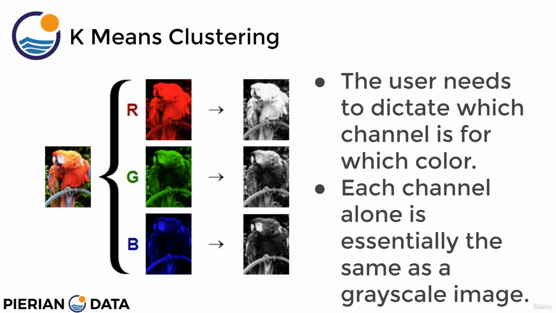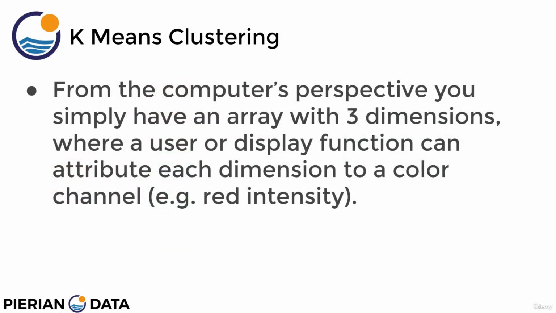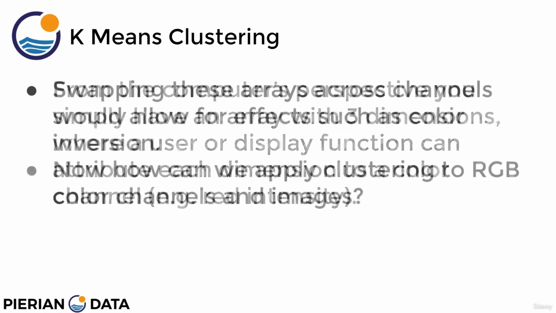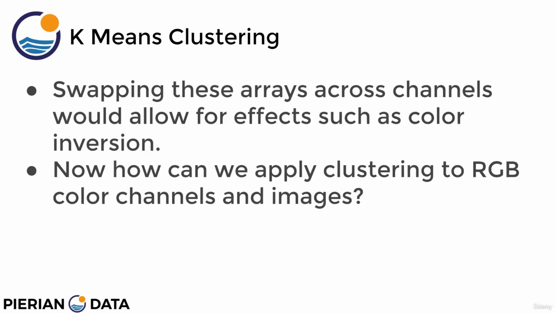Okay, so technically the user needs to dictate which channel is for which color. Obviously, this has been standardized across all systems, and each channel itself alone is essentially the exact same as a grayscale image. It's just a single array with width and height with values from 0 to 1 or 0 to 255. All right, so to summarize, from the computer's perspective, you simply have an array with 3 dimensions where a user or display function can attribute each dimension to a color channel such as red intensity. And then swapping these arrays across channels would allow for effects such as color inversion.